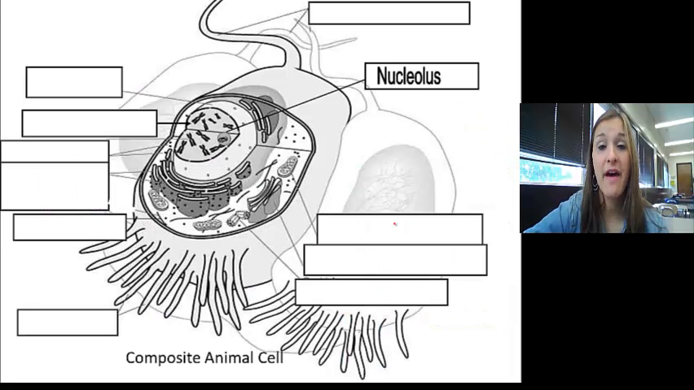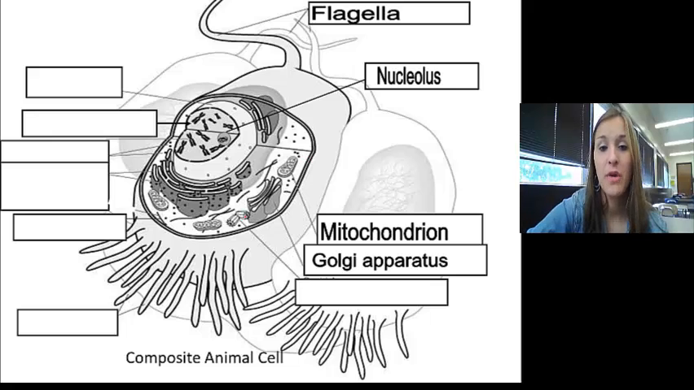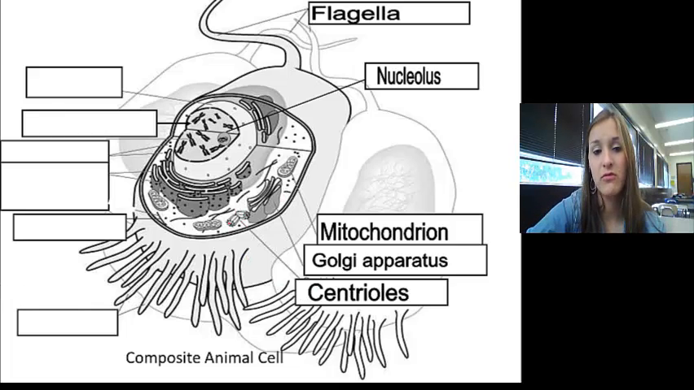So here we have all of the parts that could be found in a cell, all mixed together. It's all the things that are possible. So we have the nucleolus, which is the small ball inside of the nucleus. We have a tail-like structure, flagella. We have a mitochondria, which you can tell because it's rod shaped and has all these folds inside. We have the Golgi apparatus. Remember, it looks like a stack of pancakes or rolls of fat. We have centrioles right here, which look like these little rods.